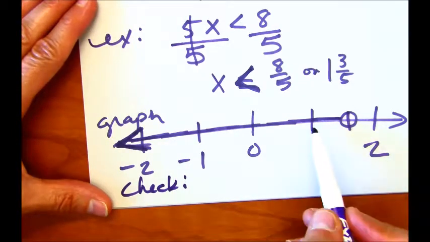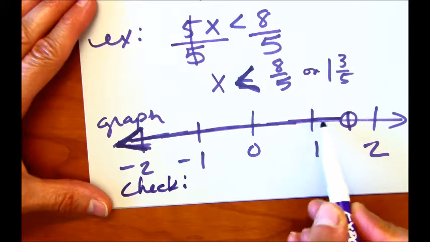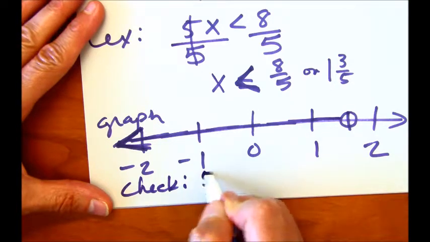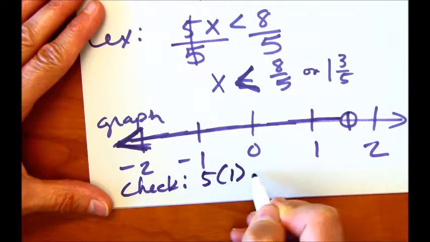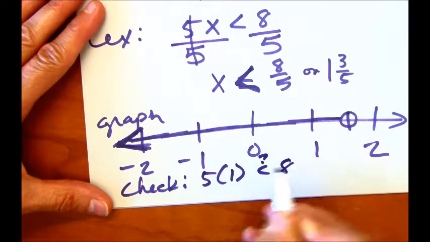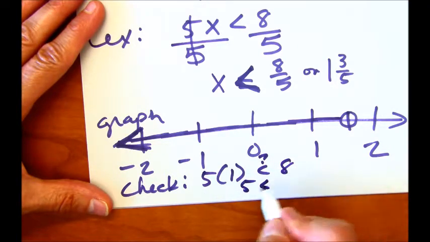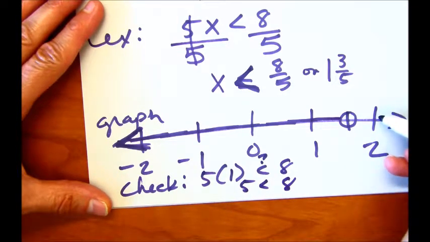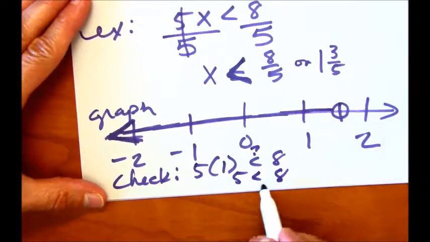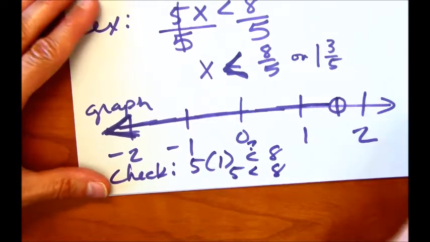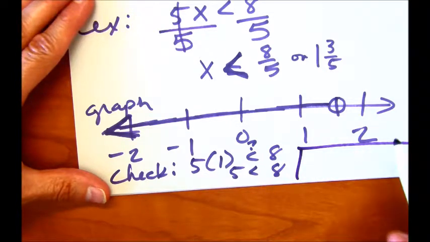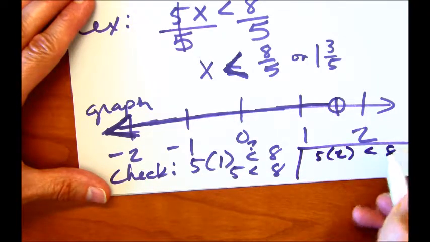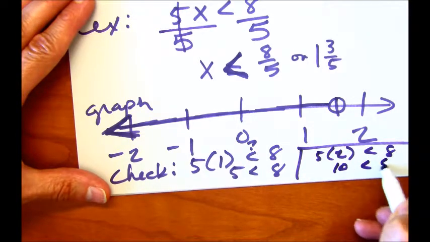All right, so I'm going to pick 1. I'm not going to deal with fractions, let's just pick a nice easy one. I'll pick 1. 5 times positive 1, is that less than 8? Well, 5 times 1 is 5, and sure enough 5 is less than 8. Now if we had picked, say, 2, you're going to get an inequality that is incorrect. So I'll do that real quick just so you can see it. If I pick 2, 5 times 2, is that less than 8? Well, 10 is not less than 8.